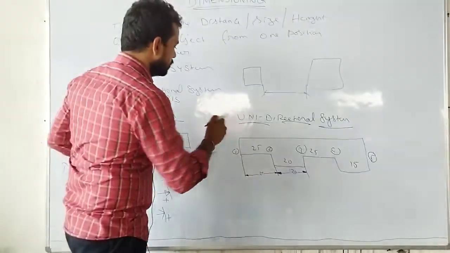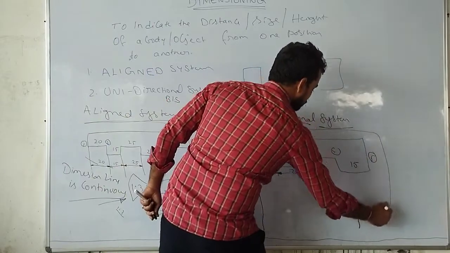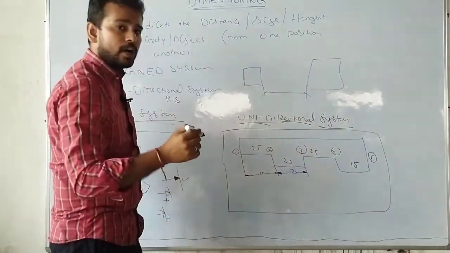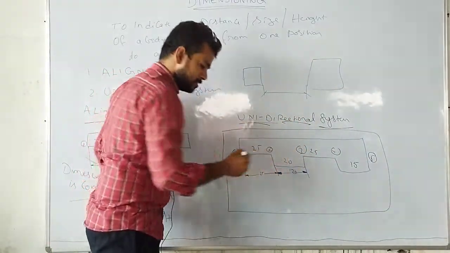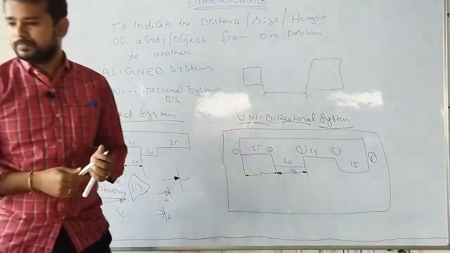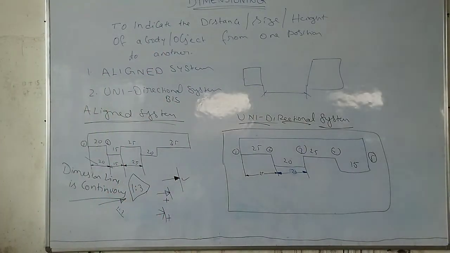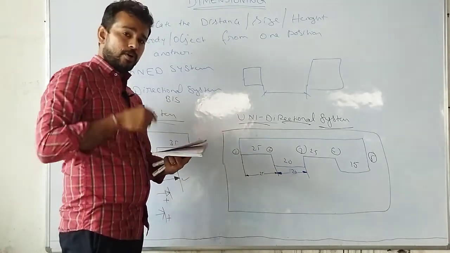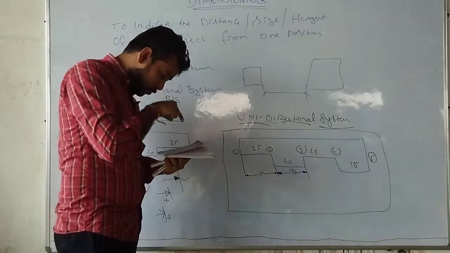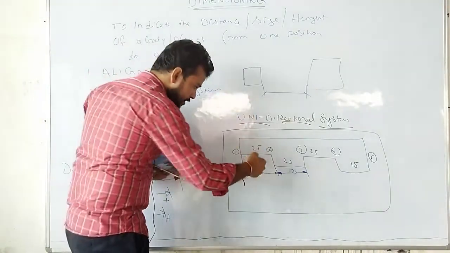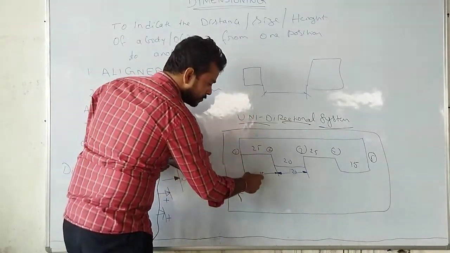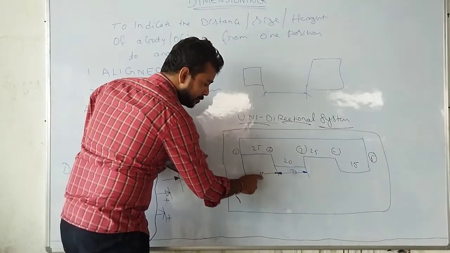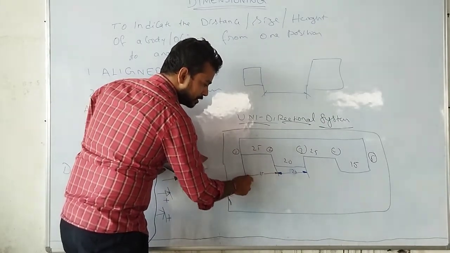Suppose you consider this is the drawing sheet. You will watch the drawing sheet like this. That means if it is the drawing sheet, you have to observe the drawing sheet like this. So that's why in this direction you are going to observe. That's why the dimensioning is in between this.